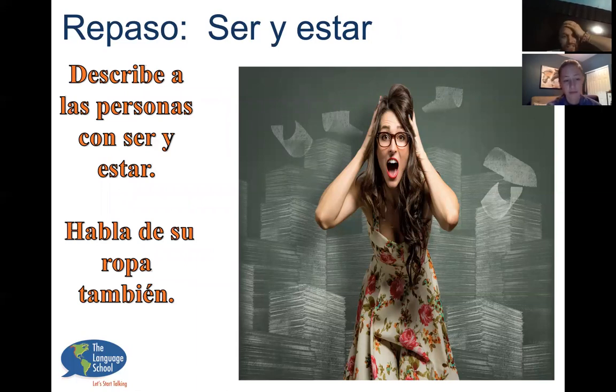Carly, describe a esta mujer con el verbo ser y estar. Puedes hablar de ella, su personalidad, su emoción, su condición, su ropa, su apariencia física. Ella es hermosa y alta. Es una maestra, I guess. Ajá, puede ser maestra, puede ser. So remember, in Spanish, you don't use the article there. So you just say, ella es maestra. Okay.